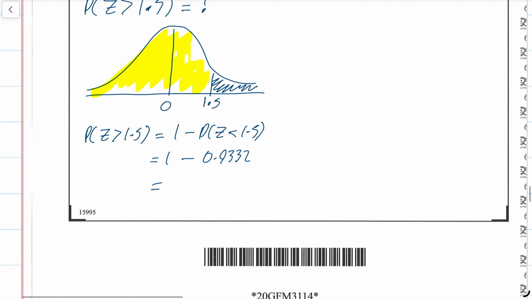0.9332. Fire that in, and you will get 0.0668. And there we go. And that's the 4 dPs. It said that in this particular question, that was the 4 dPs.